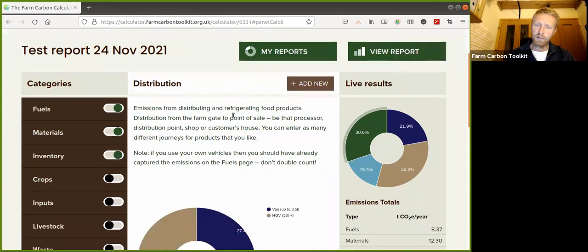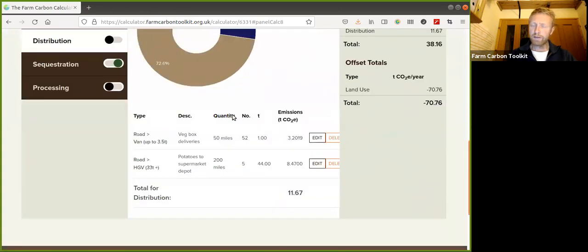So down here, I've pre-populated it already with a bit of data, and we can see two examples. In the first one, we've got a farm running a van, and they're doing veg box deliveries. So they're doing around 50 miles, taking a ton of produce. So this is tons, but they're doing it every week of the year. So there's 52 deliveries a year. And total emissions for the year, 3.2 tons of CO2e.